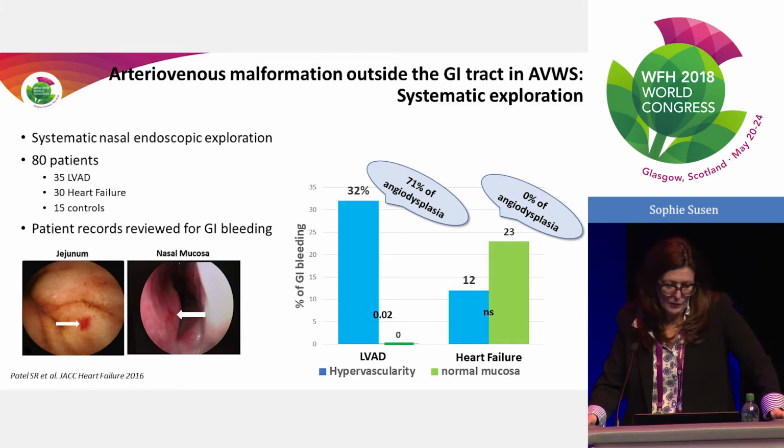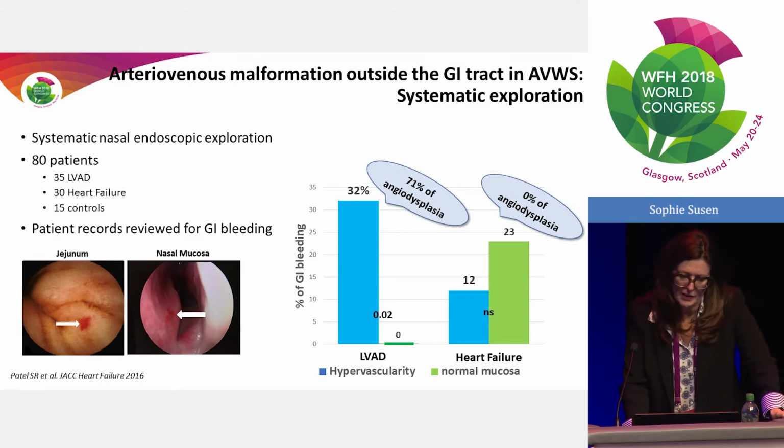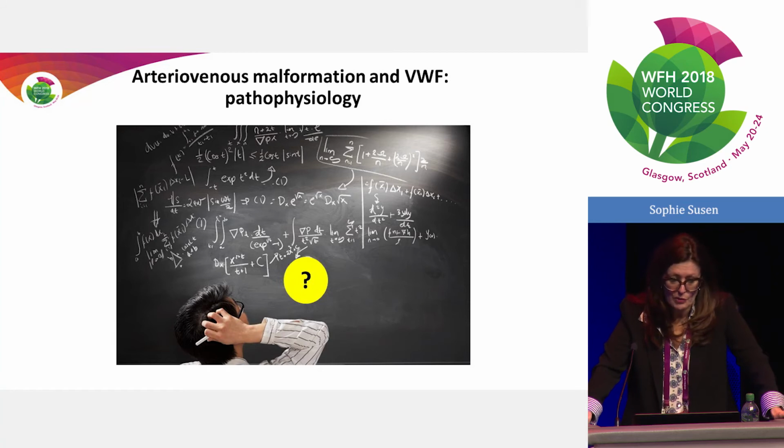And what they found, after looking at the records for GI bleeding of the patients that were included, is that in LVAD patients, I mean in patients in whom there is a lack of high molecular weight multimers, they found 32% of patients with GI bleeding. In those patients, 71% had angiodysplasia of the GI tract identified. And you can see that all these patients had hypervascularity of the nasal mucosa. None of them had normal mucosa. And in the heart failure patients, the GI bleeding was associated with no angiodysplasia. So it's a very interesting study, and I think we must continue to try to establish predictors of angiodysplasia of the GI tract.